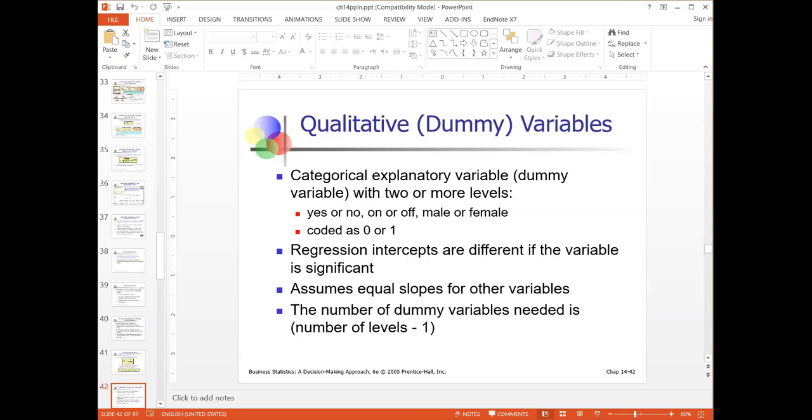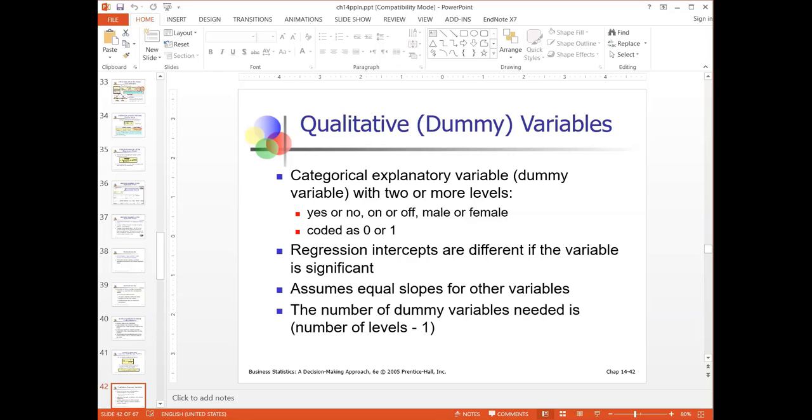Today we are introducing a new type of variable. We call it qualitative or dummy variables. This session will help you understand how to make a dummy variable and what they are doing in the regression model. So first, let's start with the definition: what are dummy variables?